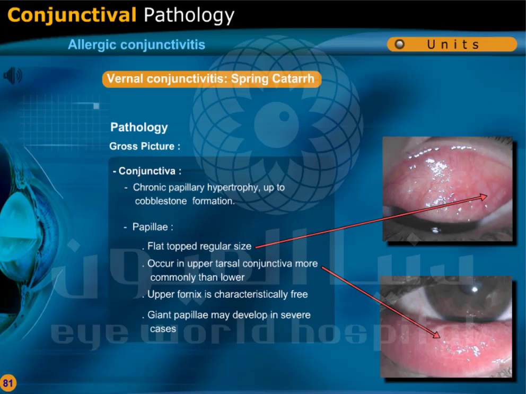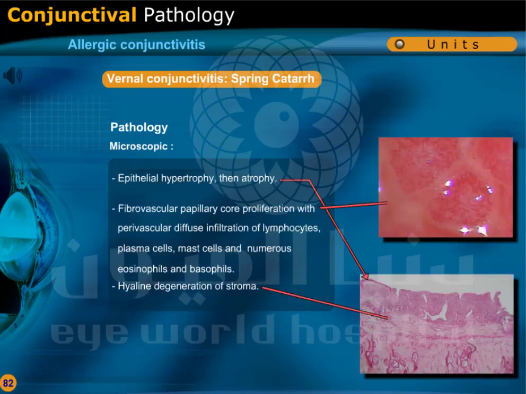The conjunctiva shows chronic papillary hypertrophy up to cobblestone formation. The papillae are flat-topped with regular size. They occur in upper tarsal conjunctiva more commonly than lower. The upper fornix is characteristically free, and giant papillae may develop in severe cases.